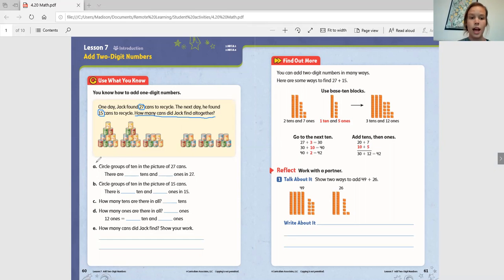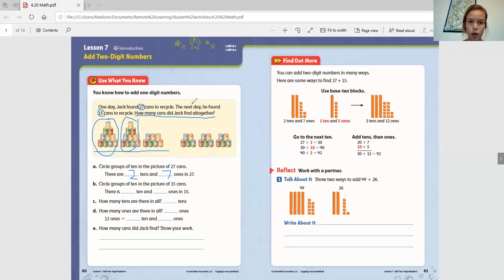Let's start with question A. Circle groups of 10 in the picture of 27 cans. So this one right here has 27 cans. Let's circle the groups of 10. 1, 2, 3, 4, 5, 6, 7, 8, 9, 10. That's one. And this looks the exact same, so that's another 10. Now this one, can I circle it yet? 1, 2, 3, 4, 5, 6, 7. Nope, because it only has 7, which is not 10. So how many groups of 10 did I circle? 2 groups of 10, and there are 7 ones in the number 27.